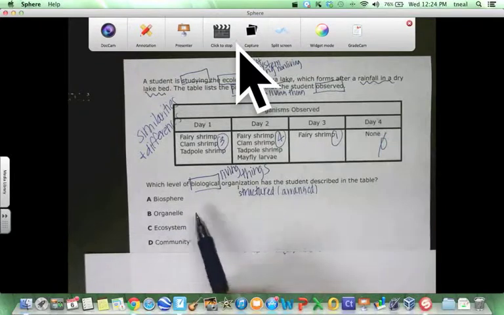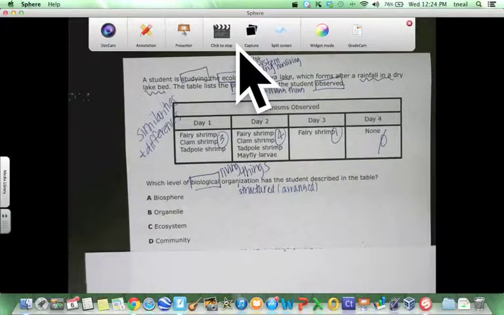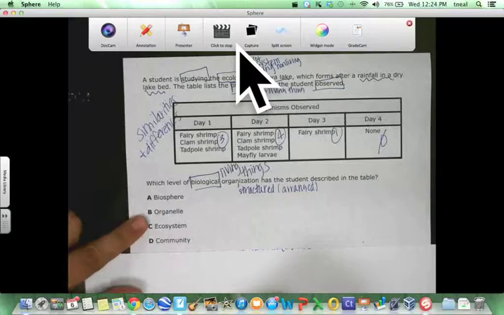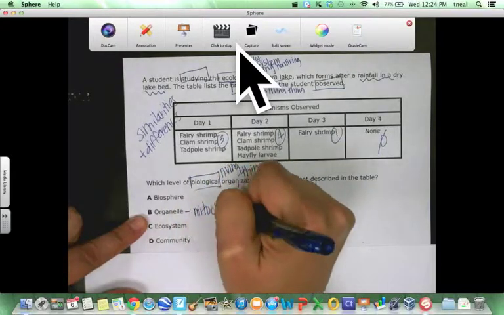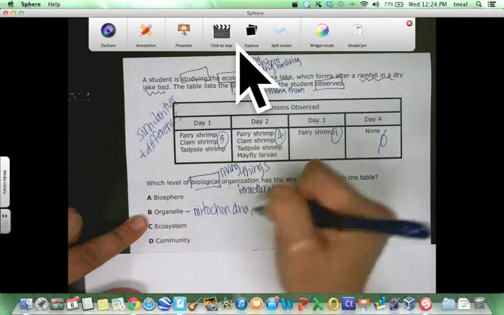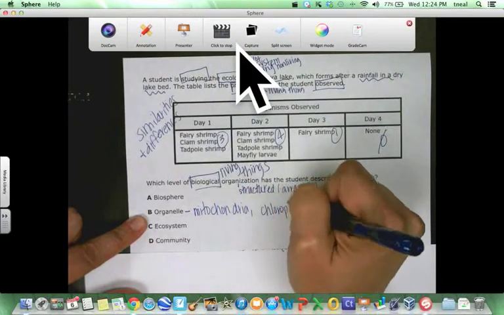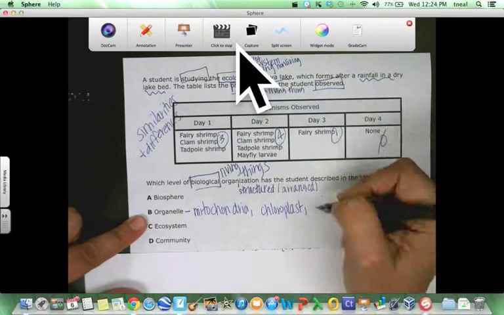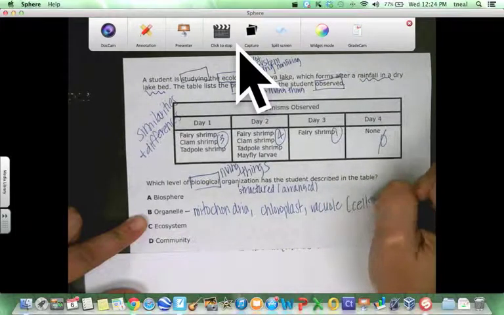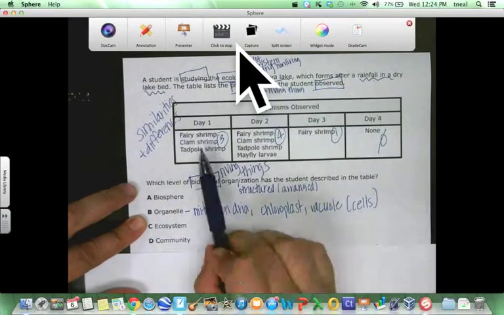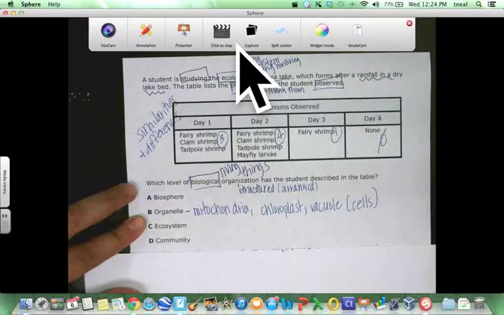Biosphere, organelle, ecosystem, community. At first glance, you may not even have a clue of what the answer is. Start looking at the ones you do know. Organelle. You know organelles are things like mitochondria, chloroplast, a vacuole, and those are found in cells. Okay? If you look back at the table, she didn't look at any cells, so we know it's not that one.